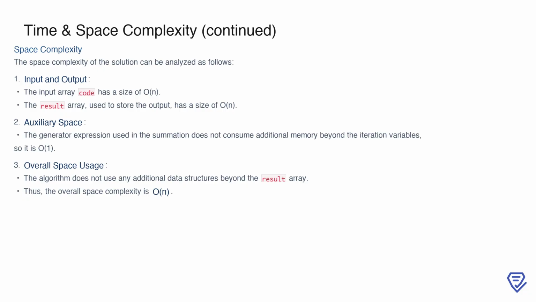Now let's shift our focus to the space complexity of the solution. The input array code has a size of n, and the result array, which is used to store the output, also has a size of n.